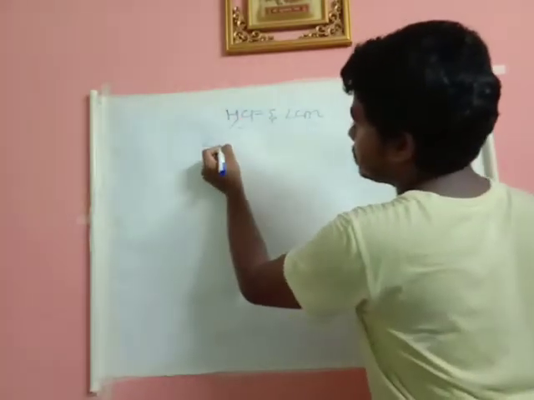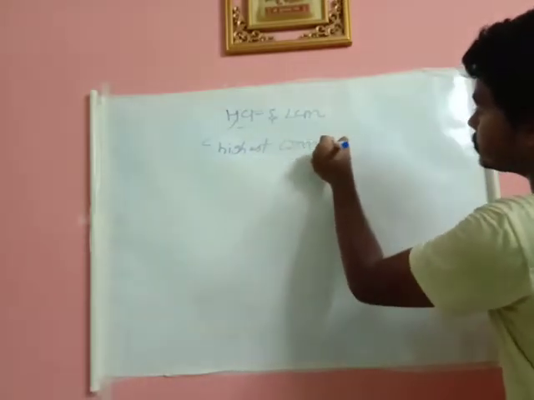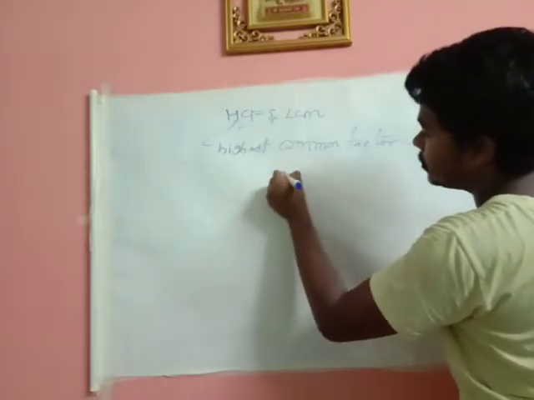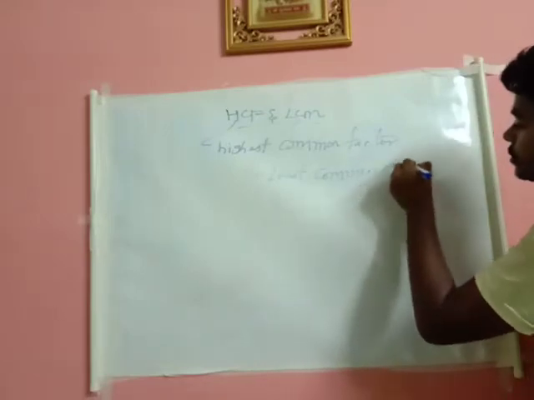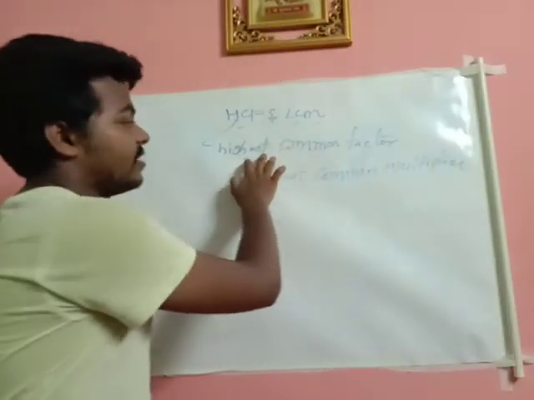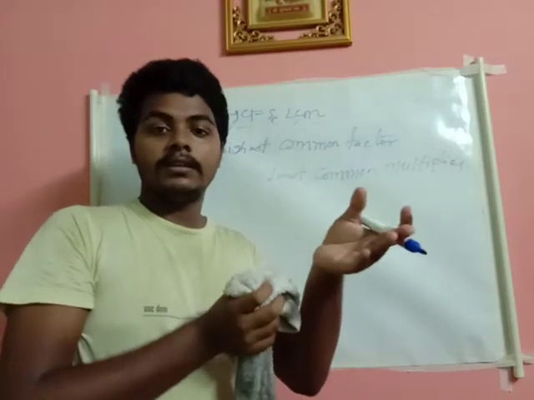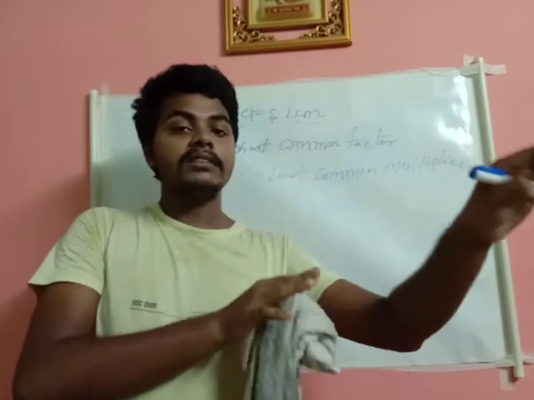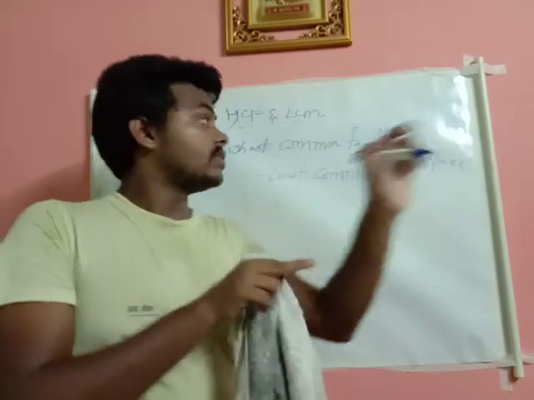Now tell me, what is HCF? HCF is highest common factor. What is LCM? Least common multiple. See, in the name itself you can find it. Highest common factor means out of the common factors, what is the highest. You will have some common factors for two numbers, and among those common factors you take the highest number, that is the HCF.